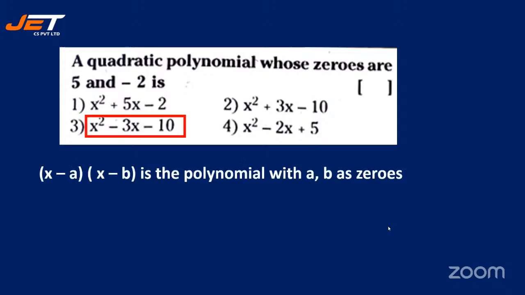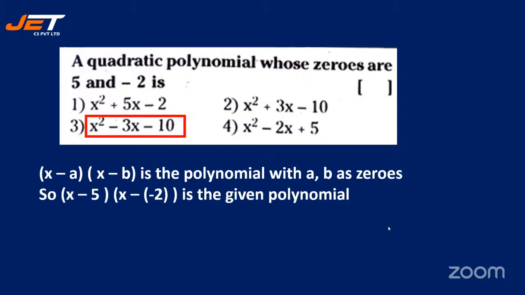All right, so here the answer is you have to do x minus a into x minus b. If you do x minus 5 into x plus 2, then we will get x square minus 3x minus 10. So you just have to take the factorized form and make it into a polynomial. So x minus a into x minus b is a polynomial with a, b as zeros. So x minus 5 into x plus 2 gives x square minus 3x minus 10.